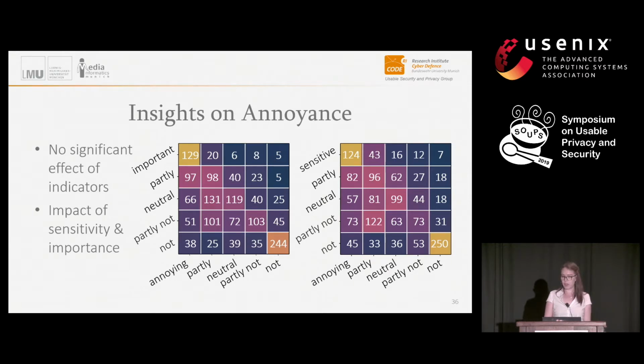The topic that motivated our research was annoyance, but we did not find any significant effects of our indicators on the annoyance. However, we did find significant correlations between the importance of the interrupted task and the annoyance caused by the interruption, and the sensitivity of the interrupted task, and again the annoyance, as can be seen in this graphic over here.